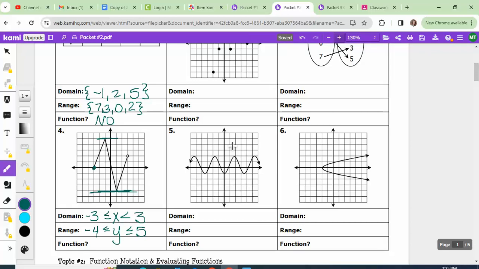To decide if this is a function, we're checking, does it pass the vertical line test? If it's a function, no matter where I draw my vertical line, it can only hit my graph once. If anywhere a vertical line hits it twice, it is not a function. Does a vertical line ever hit this twice? No. No matter where I draw a line up and down, it only hits my graph one time. So this is a function.